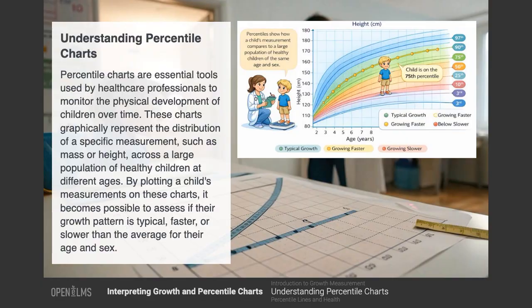Understanding percentile charts. Percentile charts are essential tools used by healthcare professionals to monitor the physical development of children over time. These charts graphically represent the distribution of a specific measurement, such as mass or height, across a large population of healthy children at different ages. By plotting a child's measurements on these charts, it becomes possible to assess if their growth pattern is typical, faster, or slower than the average for their age and sex.